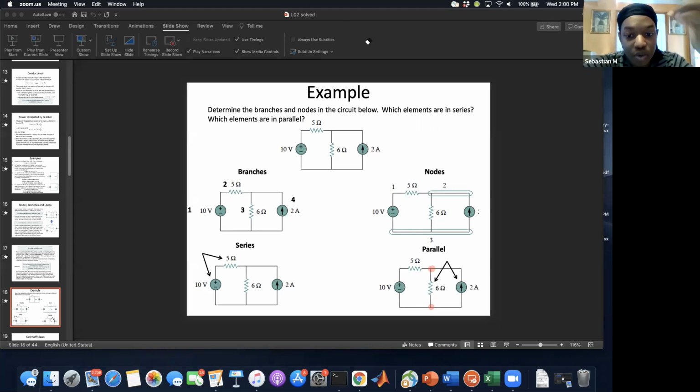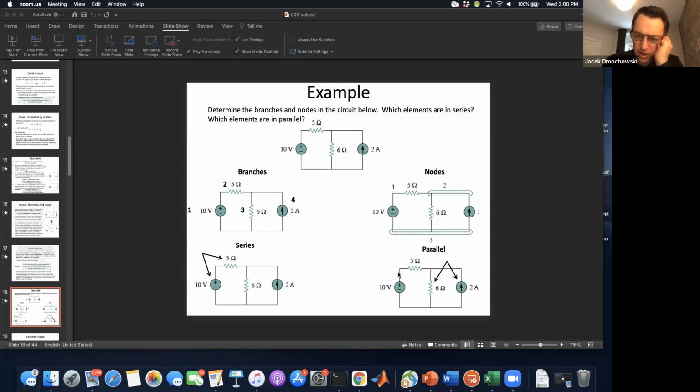I just wanted to know why the 10-volt battery and the 6 ohm resistor, why they weren't in parallel as well. Yeah. So the reason is because the definition of parallel is that they are guaranteed to have the same voltage. But in this circuit, there will be a voltage drop between here and here, because this 5 ohm resistor is in between them.